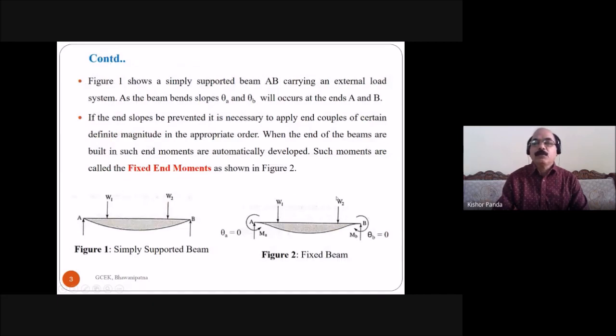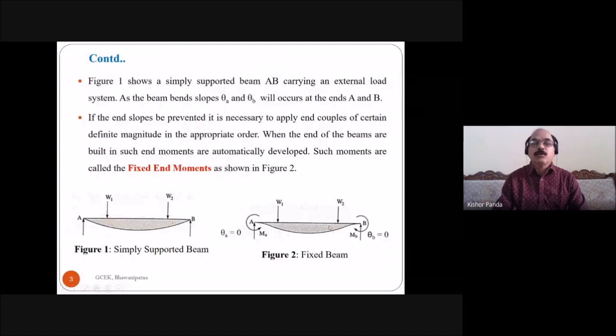These are the external loads, W1, W2. So by considering the external loading, you first have to take the beam as a simply supported condition, and by considering the simply supported condition and external loading, you have to draw the free bending moment diagram, or simply supported bending moment diagram.